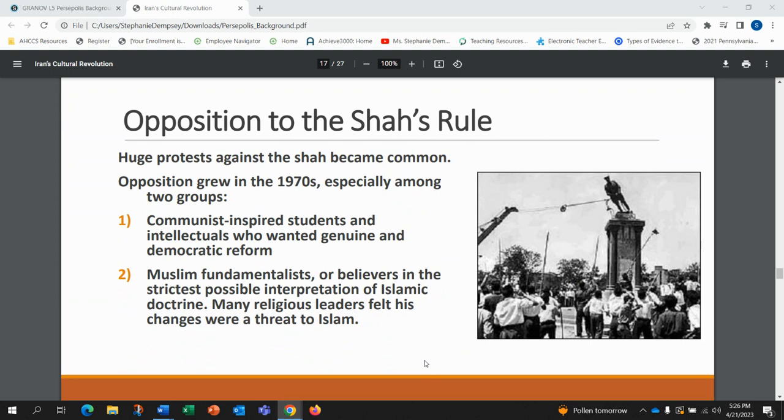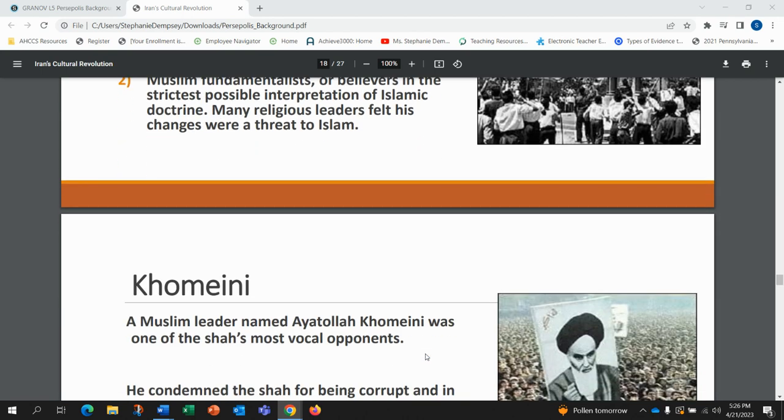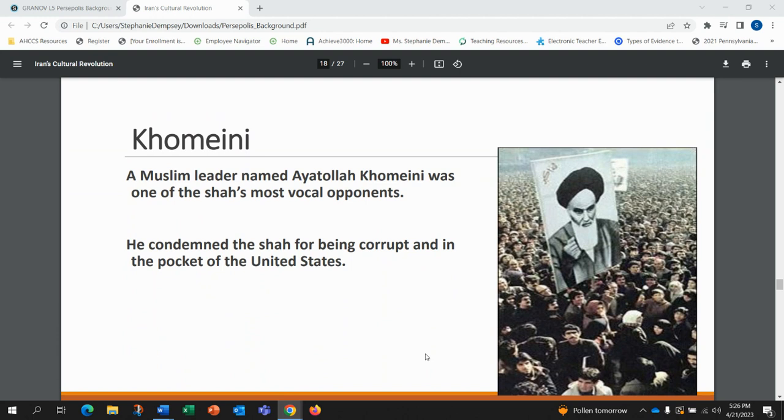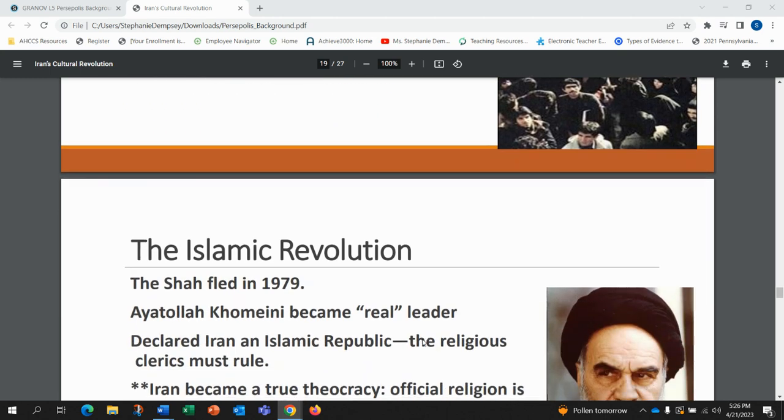Opposition grew in the 1970s, especially among two groups: communist-inspired students and intellectuals who wanted genuine and democratic reform, and Muslim fundamentalists, or believers in the strictest possible interpretation of Islamic doctrine. Many religious leaders felt his changes were a threat to Islam. Then we have Khomeini. A Muslim leader named Ayatollah Khomeini was one of the Shah's most vocal opponents. He condemned the Shah for being corrupt and in the pocket of the United States.